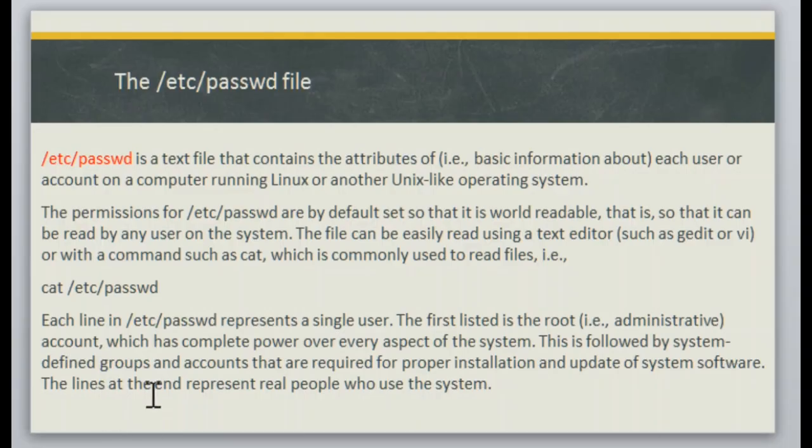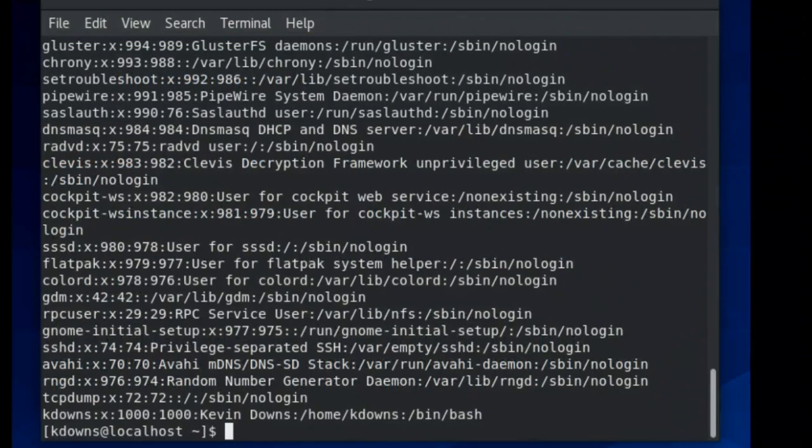So the lines at the end represent real people who use the system. So real quick, let me see if I can show you. Yeah, there you go. You see at the very end there, you see kdowns. So that's going to be me. My password, my home shell, and my home directory, okay? So at the very end is where the actual users are.